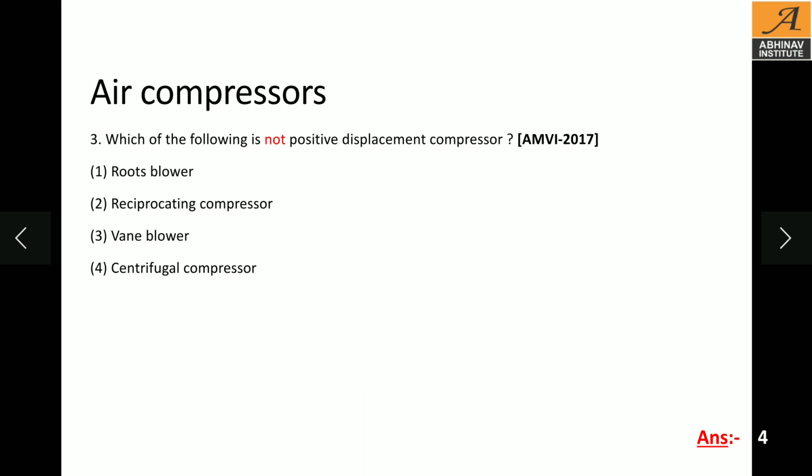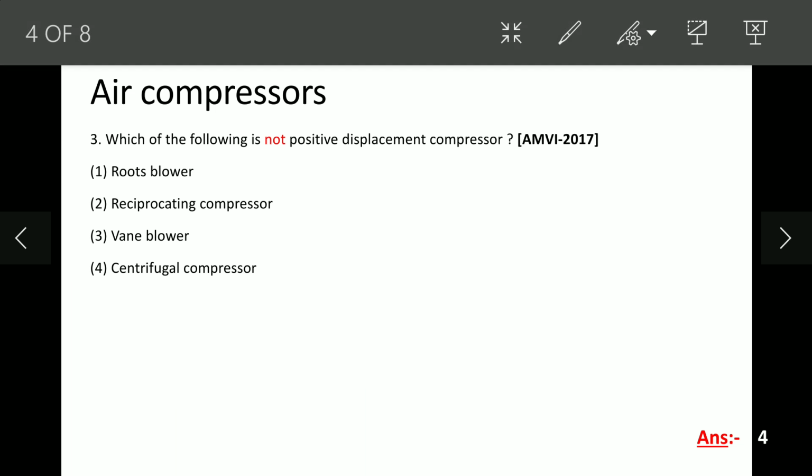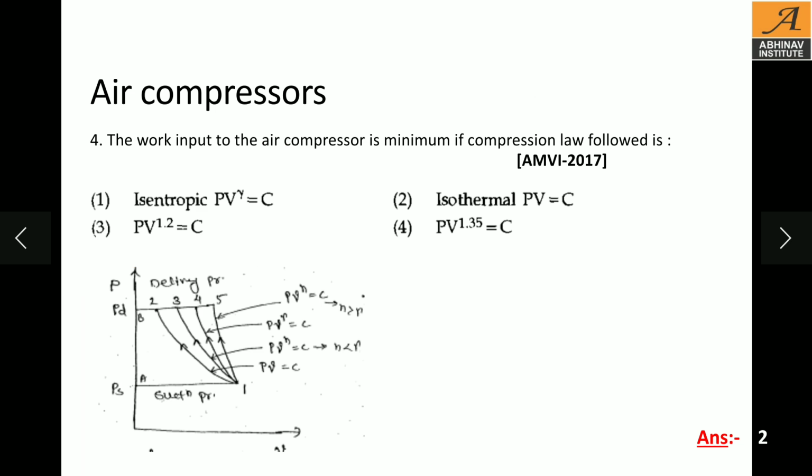Next question. Which of the following is not a positive displacement compressor? Now, they have given four options. First, root blower, reciprocating compressor, fan blower, centrifugal compressor. Now out of these four, three are the positive displacement compressor. So centrifugal compressor is not a positive displacement compressor.